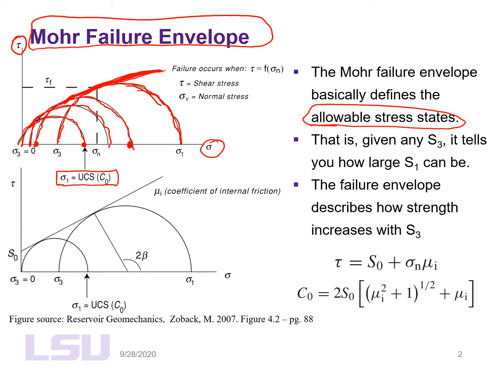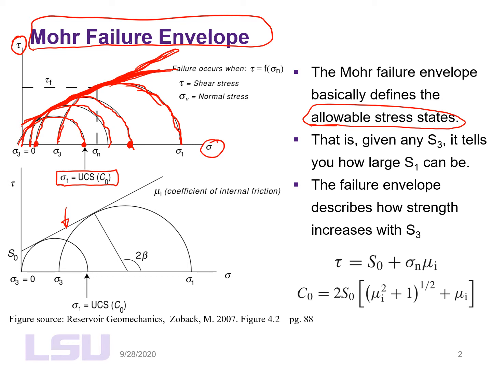So instead of using a curve, which is what you actually will get when you perform the experiment, we like to simplify it and use a straight line because it's easier, right? You only need two parameters to define the equation of a straight line, but you will need several more parameters to define the equation for the curve. So that's what the Mohr Coulomb failure line is.